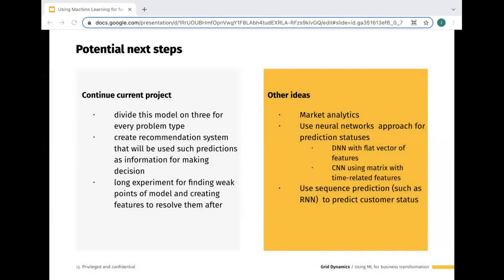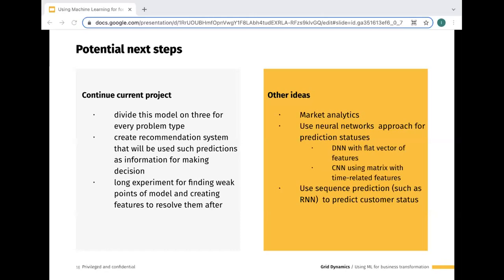What can a company do after such research? They can continue the current project. We suggest dividing this model into 3, one for every problem type, because pausing and cancellation have a similar nature, while reactivation is mostly based on emails, and it can be confusing given the information about current clients that we have in our data set.